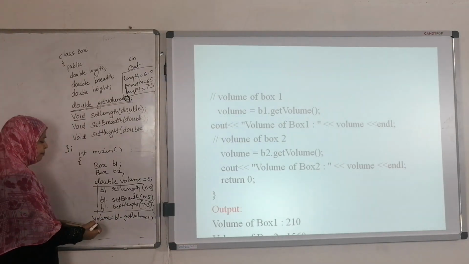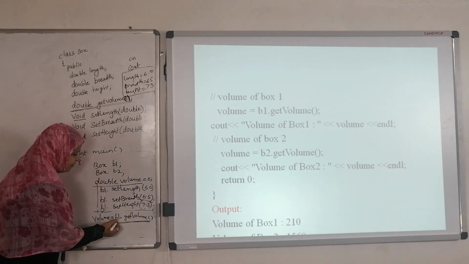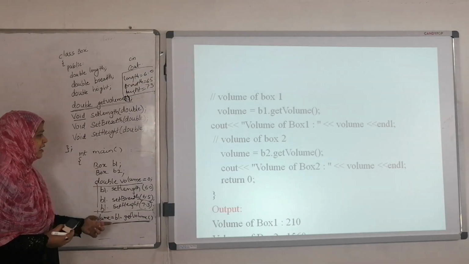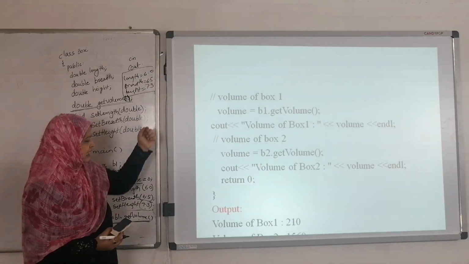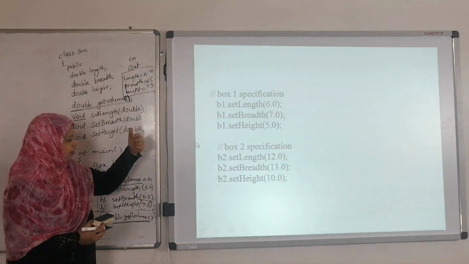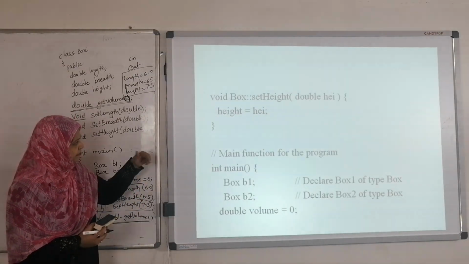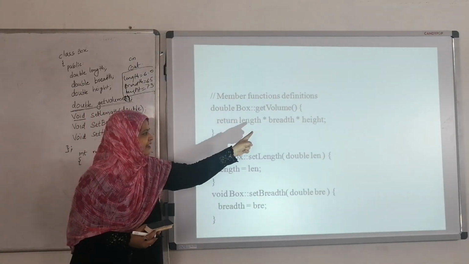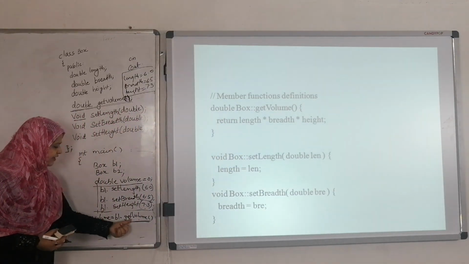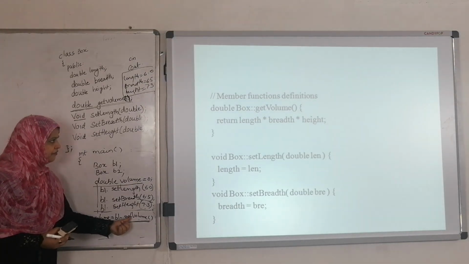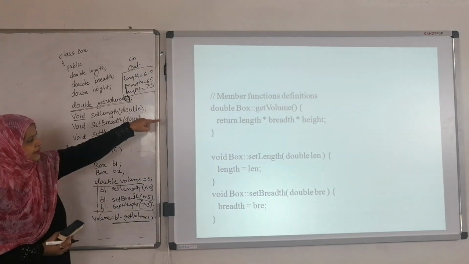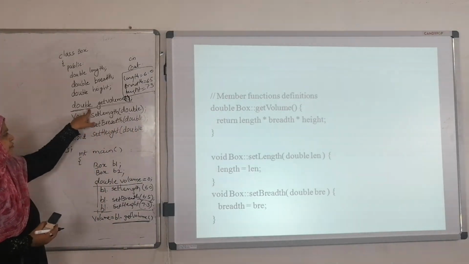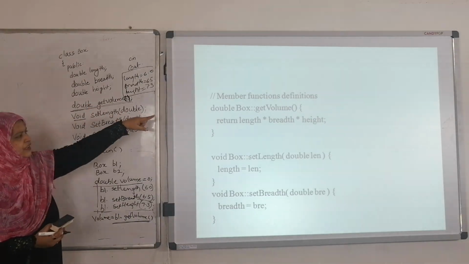Whenever the compiler reads the statement b1 dot get volume, control is directly going to transfer to the statement. See here, double Box get volume, return length into breadth into height. Whenever the compiler reads the get volume function, control transfers here. Why do we write double? Because the return type of this get volume function is double.